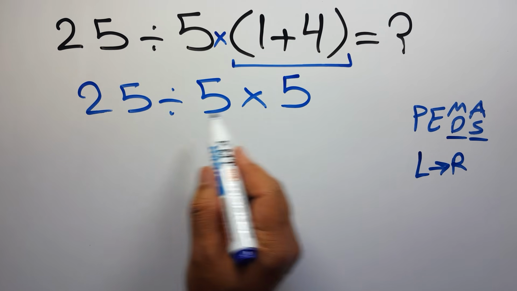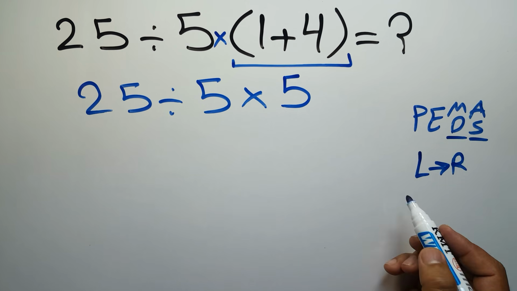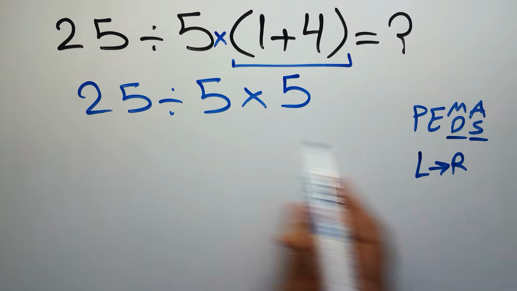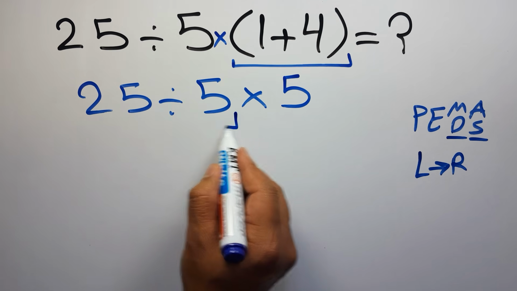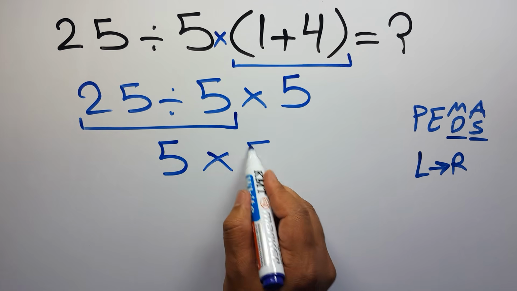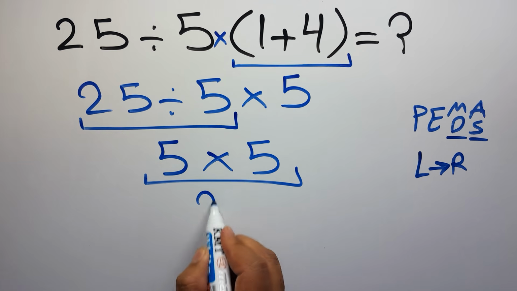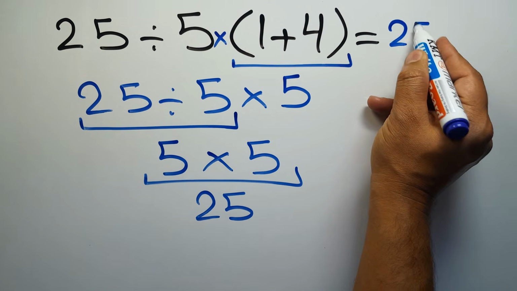Now we have one division and one multiplication. As I said, multiplication and division have equal priority and we have to work from left to right. So here, first we have to do this division. 25 divided by 5 equals 5. So we have 5 times 5, which equals 25. And this is our final answer to this problem. The correct answer is 25.